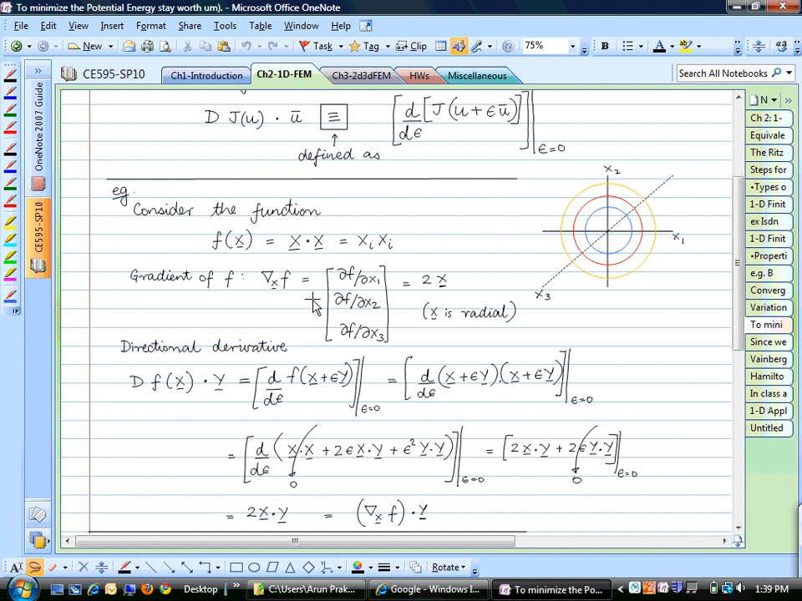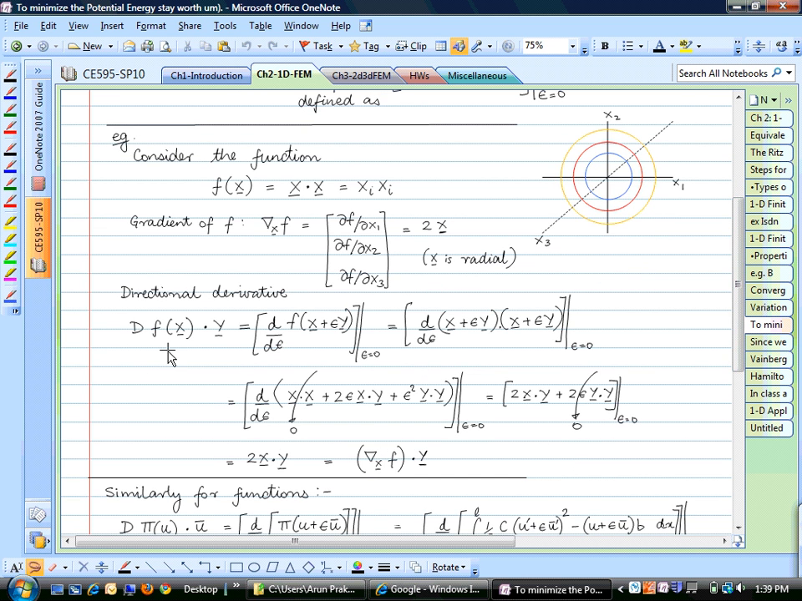So we know that the gradient is going to be pointing radially outside, right? So the gradient is pointing radially outside, and that's what we get. If you calculate the gradient of f, you get twice x, and since x is radial, it's pointing outside. Now the interpretation of the directional derivative is exactly the same. You take the gradient, dot it with some general direction y, and what that will give you is the change in f if you move in a direction y.